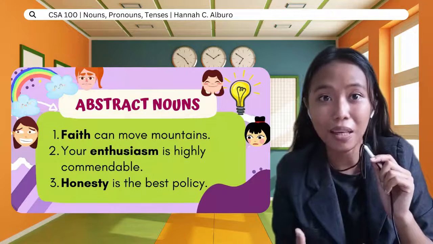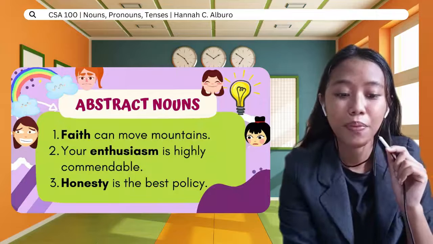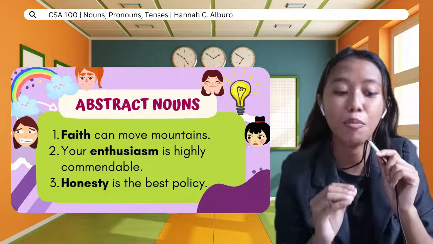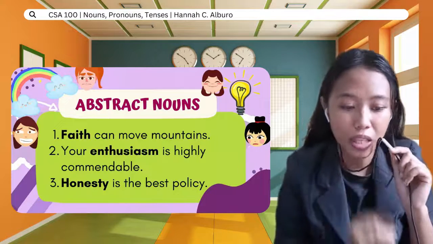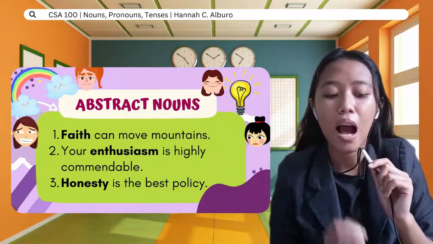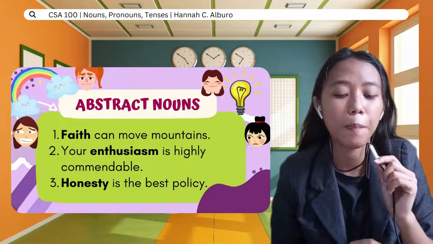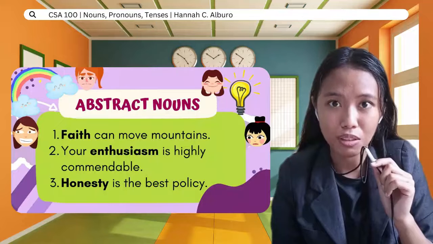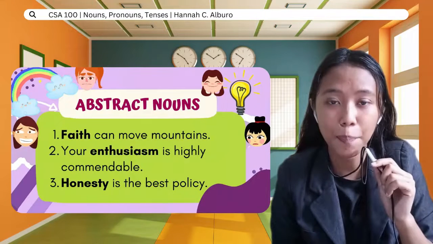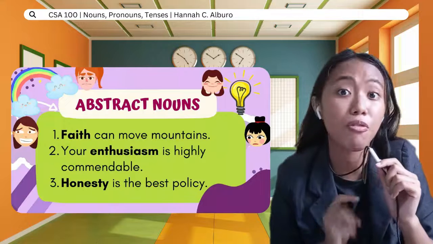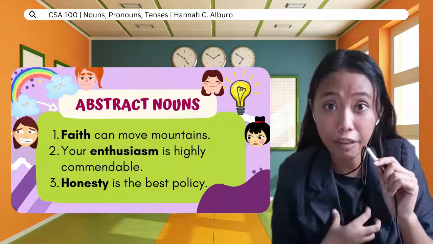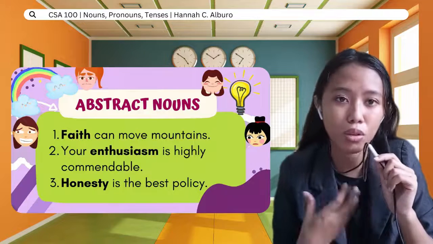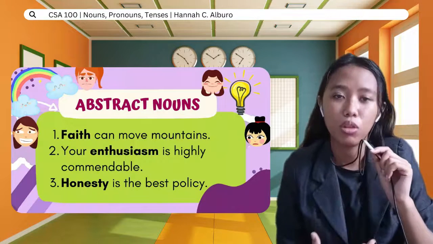Take, for example, we have feeling happy, sad, 'di ba? And based from these sentences, no, faith can move mountains, your enthusiasm is highly commendable, honesty is the best policy. So these words that are in bold form, they are abstract nouns, no? We cannot perceive them physically, no? But we can feel them, no? Emotionally, it is actually concept, emotion. So that is why it is called an abstract noun.